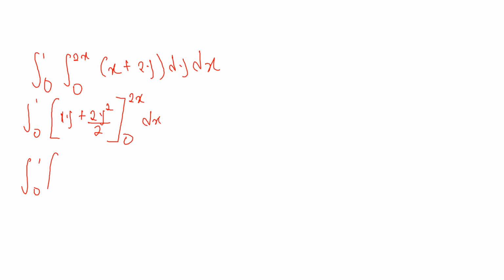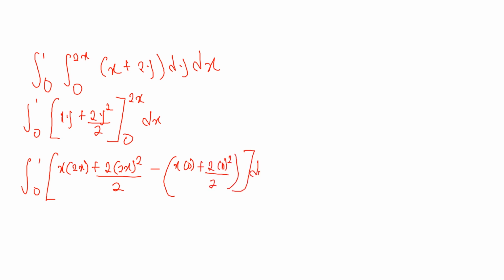and 0. So you are going to have x into 2x plus 2 into 2x squared over 2, minus the value of y, the lower boundary, that is x into 0 plus 2 into 0 squared over 2, dx. So which gives you the integral of 2x squared, these two cancel these two, plus 4x squared, then you have 0 dx.